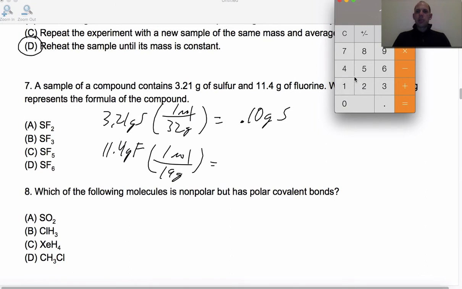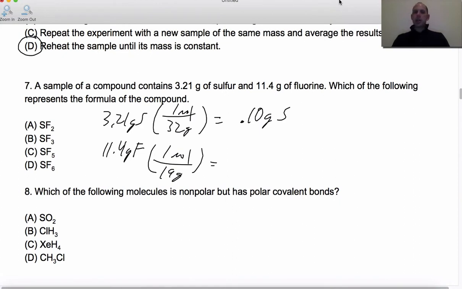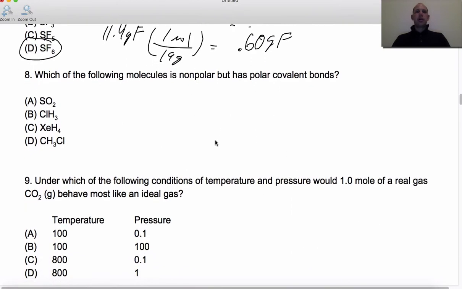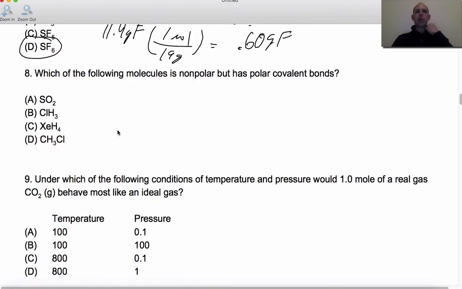11.4 divided by 19. And that's going to be 0.6, and I already can tell what the answer is going to be. 0.60 grams of fluorine. I'm going to divide them both by the smallest and end up with D, SF6.